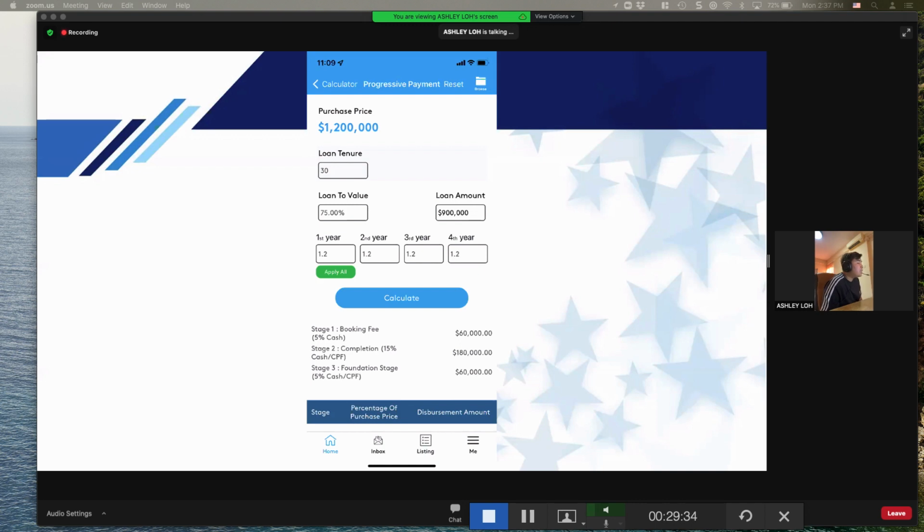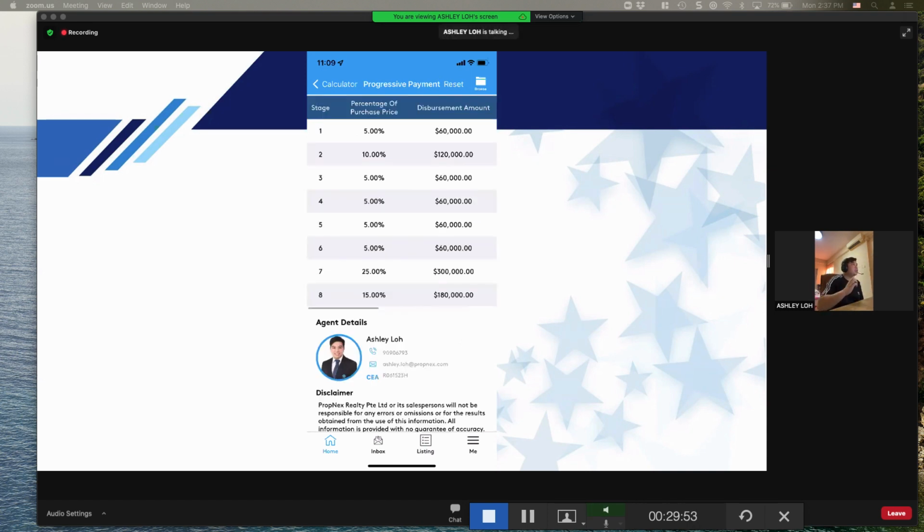Okay, then just you see the first year, second year, third year, fourth year. That is the interest rate. So generally now in our current market, we're now about 1.2 to 1.3%. Okay, so just key in, then click calculate, and they will tell you literally from stage one, booking fee 5%, 60K, all the way to stage 2, to stage 3, and so on. Stage 4, stage 5, stage 6, stage 7, stage 8. Okay, and then they give you all the disbursement amount.